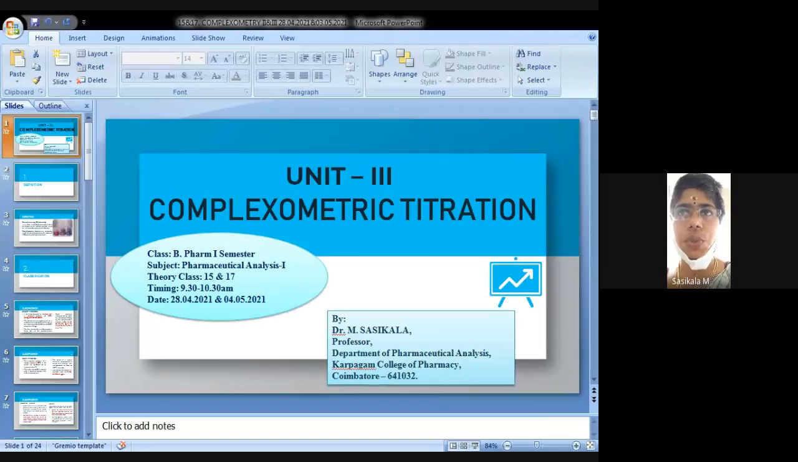Now let's move on to complexometric part 3. Complexometric titration has not got over. We have not completely discussed it. Today we'll cover that. Okay. So now let's see about complexometric titration.